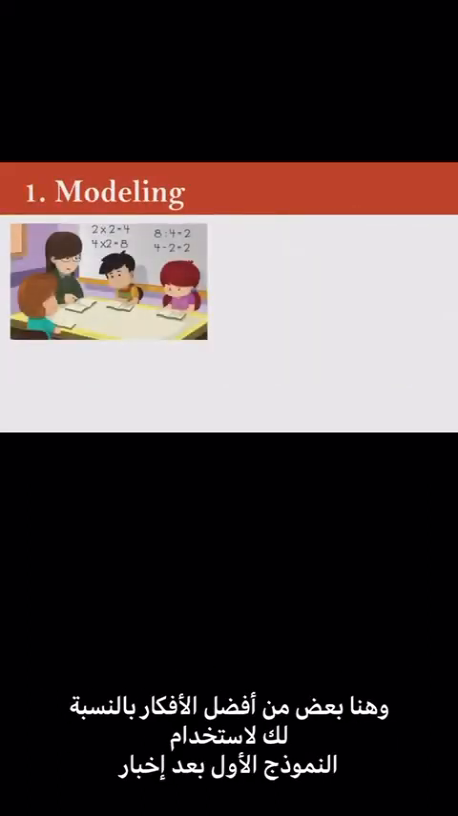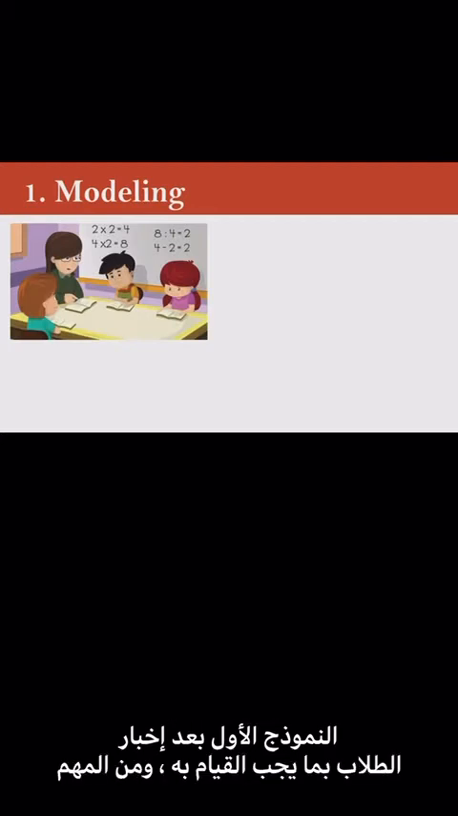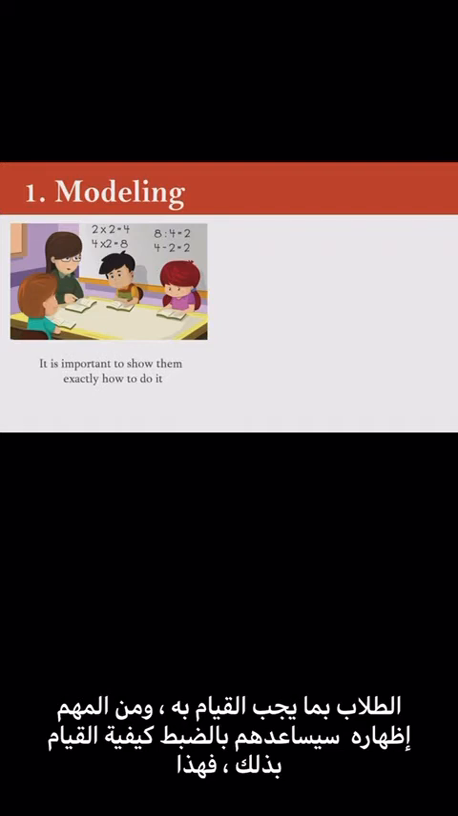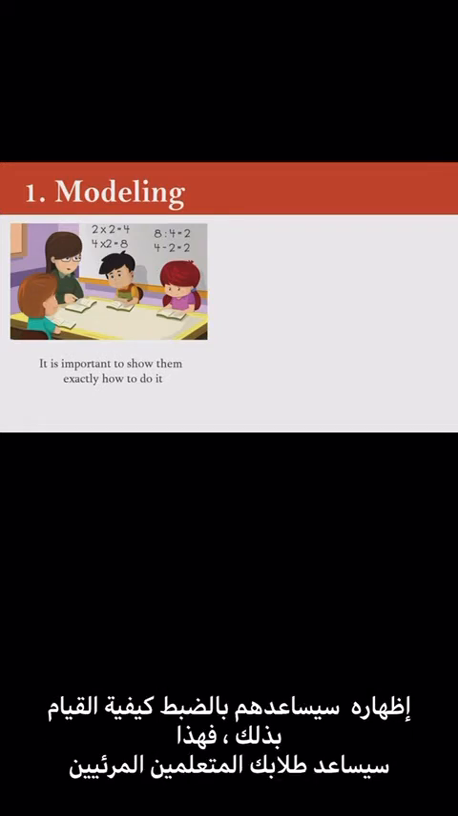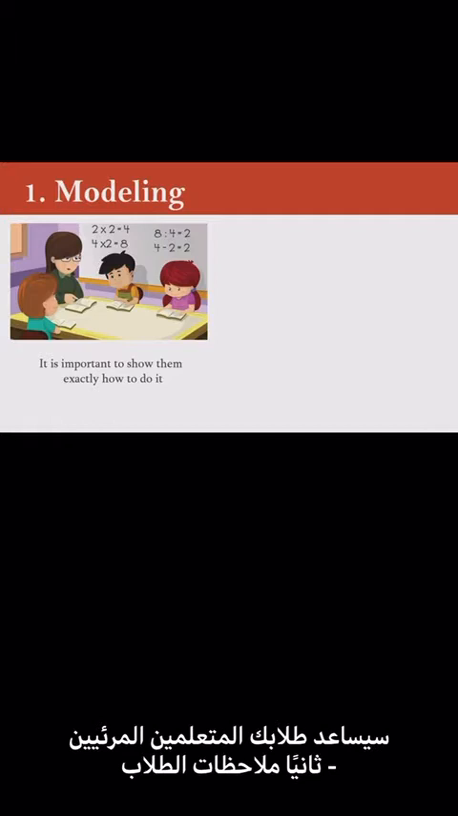Number 1. Modeling. After telling students what to do, it's important to show them exactly how to do it. This will help your students who are visual learners too.